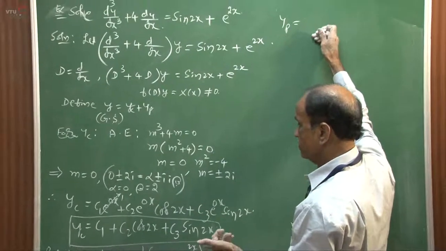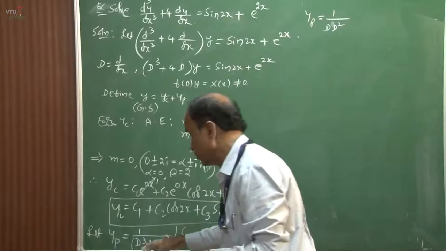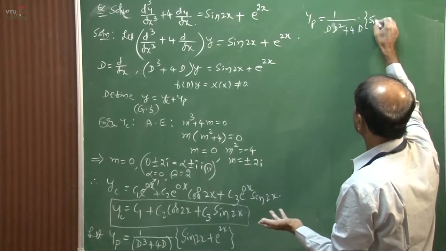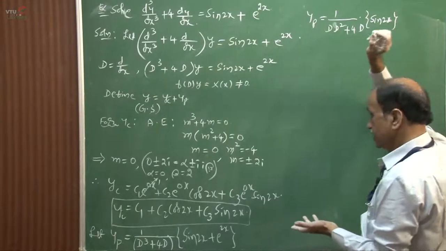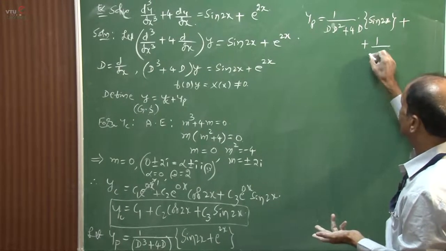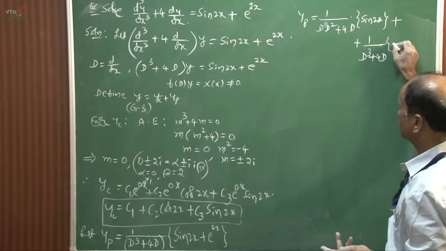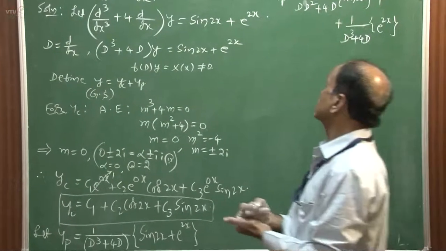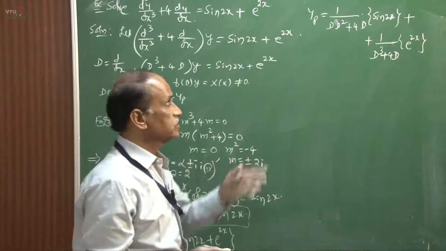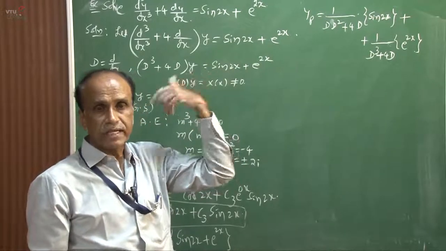Then yp is equal to 1 by D into D square, I'll write in place of D cube, plus 4D, which operates on sine of 2x, plus 1 divided by D cube plus 4D, which operates on e to the power 2x. Okay, so now you have two types of applications. One application is the trigonometric function, and another application is the previous rule, that is rule number 1, for the exponential term.